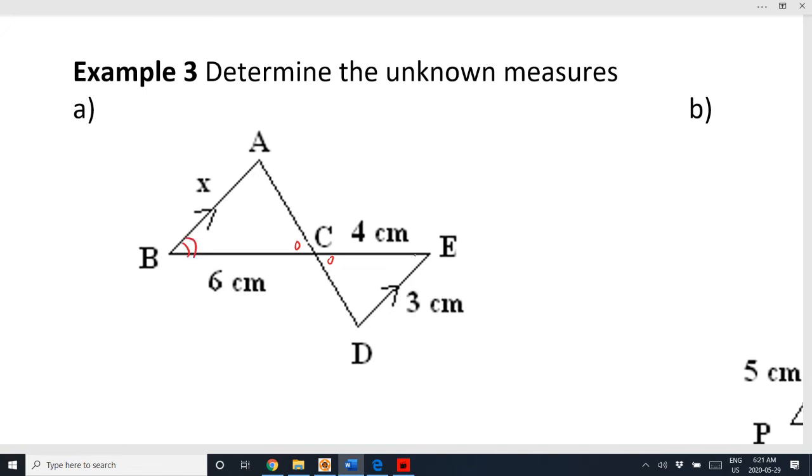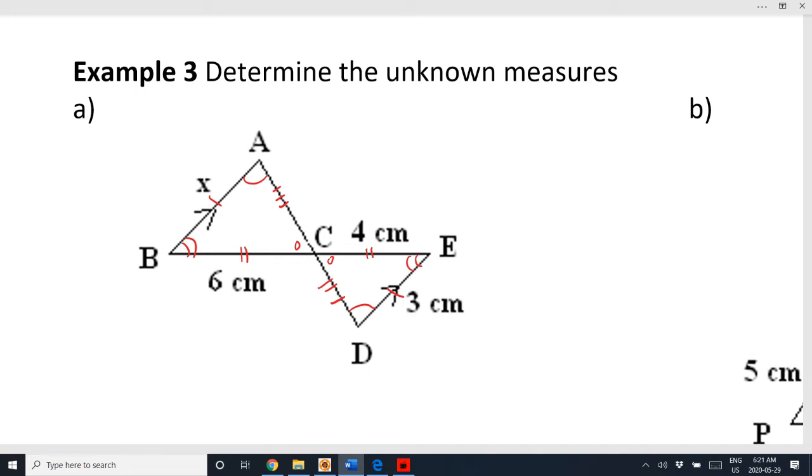This angle here will be equal to this angle over here. And this angle here is going to be equal to this angle here. So now we've labeled all our angles and we have a good bearing of where we should be. We know that this side here is going to be similar to this side here. This side here is going to be similar to this side here. And this side here is going to be similar to this side here.